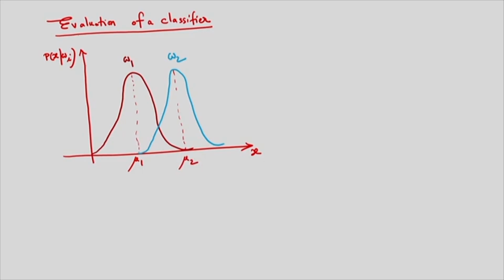Now I want to determine the performance of the classifier. For this, suppose I consider one threshold value of x, which is x star. Now there may be these cases. The first case is when x is greater than the threshold x star, and in this case x is assigned to the class omega 2. That corresponds to a true positive, or I can say a hit. So this portion we can consider a true positive.